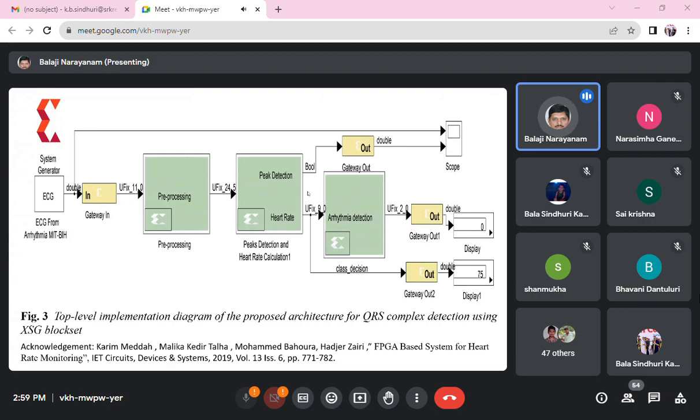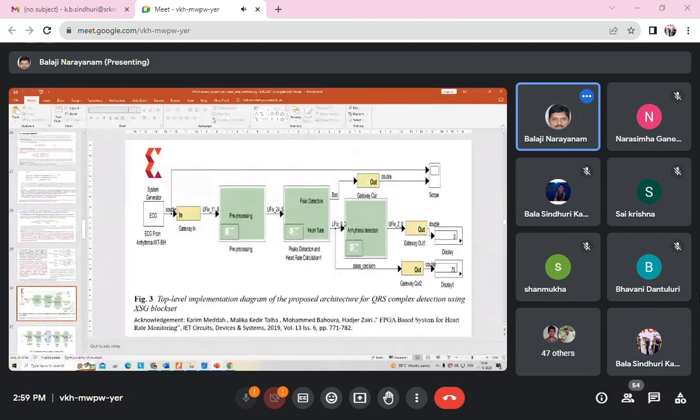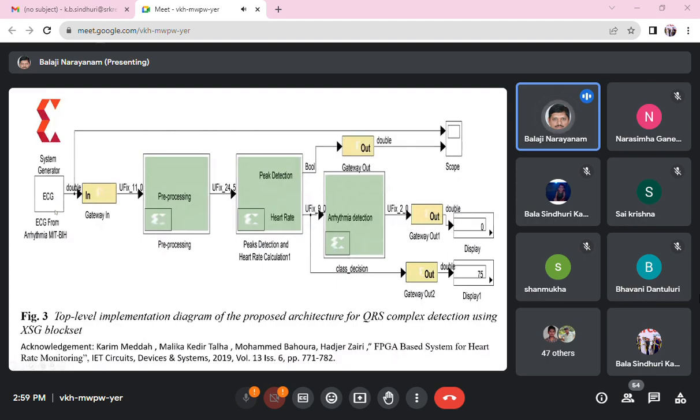In block diagram level kind of design, all these are blocks. So this is a Xilinx System Generator. This is your ECG input, and the gateway that takes the input, and this is the pre-processing, peak detection and arrhythmia detection stages. Now, this is the top level.